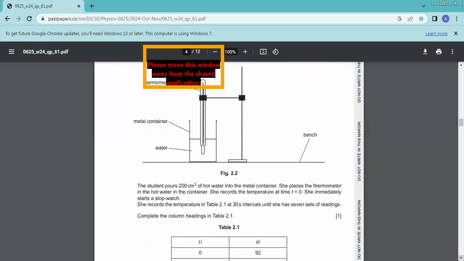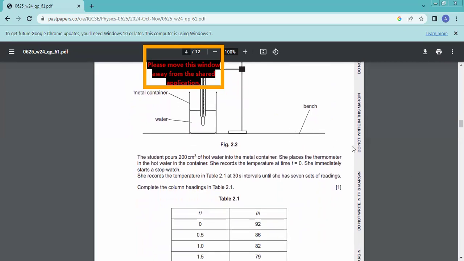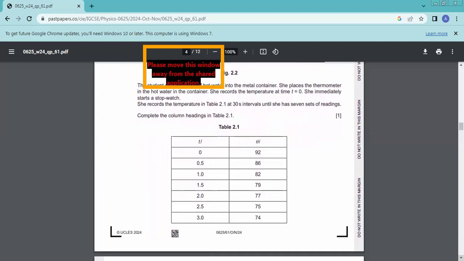The figure shows the apparatus for this investigation. The student pours 200 centimeter cube of hot water into the metal container. This is the volume. She places the thermometer in the hot water and gets the temperature at time t equals 0. Then she immediately starts a stopwatch. She records the temperature in the table at 30 second intervals until she has 7 sets of readings. Now she has taken all the readings in the table, which you can see in front of you.